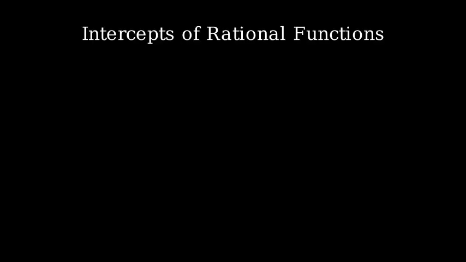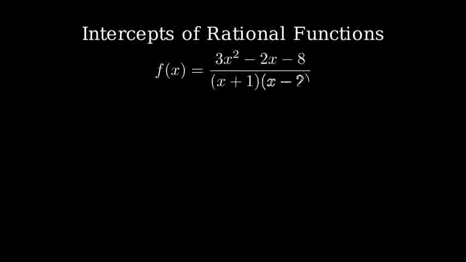To start, let's look at a rational function. f(x) equals the fraction (3x² − 2x − 8) over (x + 1)(x − 2). A rational function is a fraction of polynomials. We'll find the x and y-intercepts for this function.